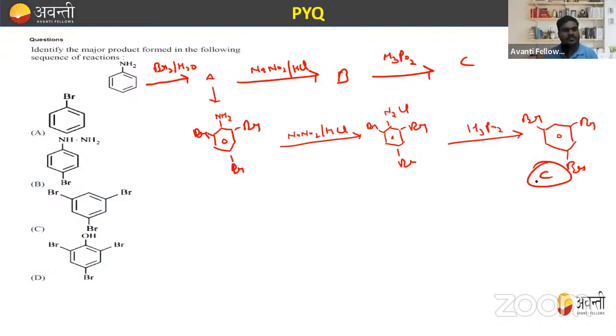So out of these three options, which one is correct? Yeah, that is this one. It was 2,4,6-tribromobenzene that forms, right?